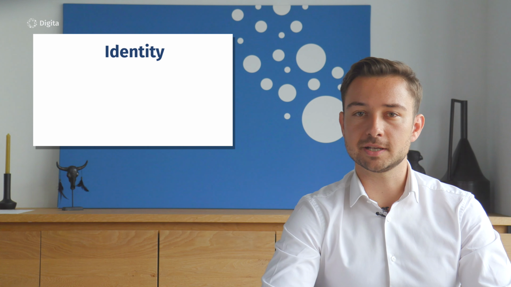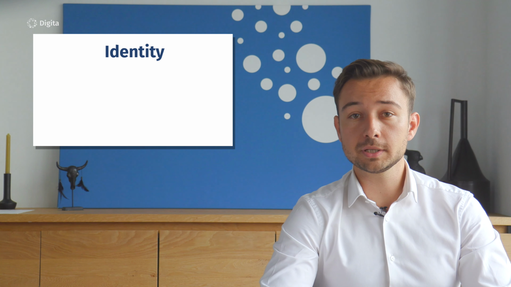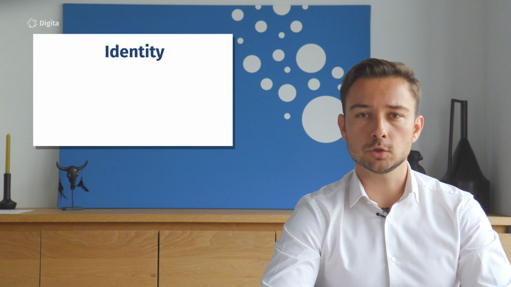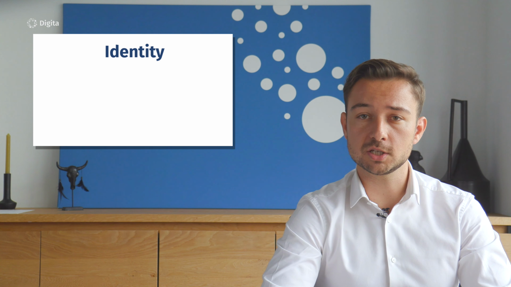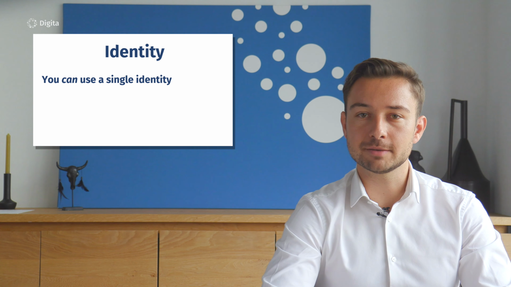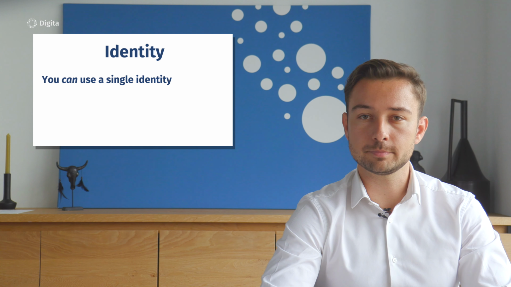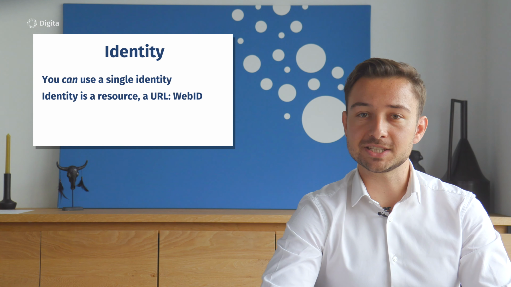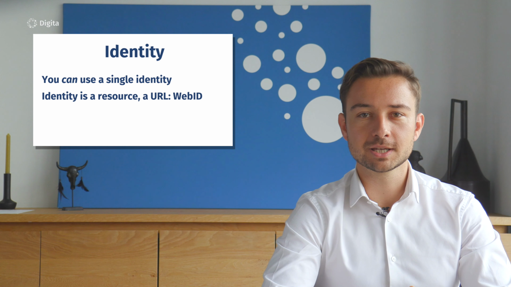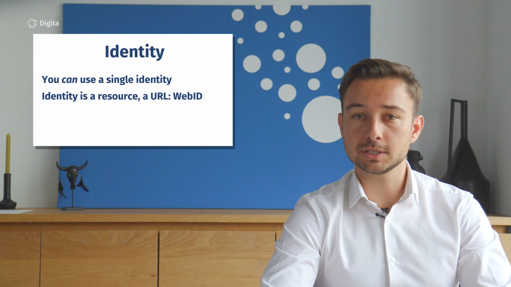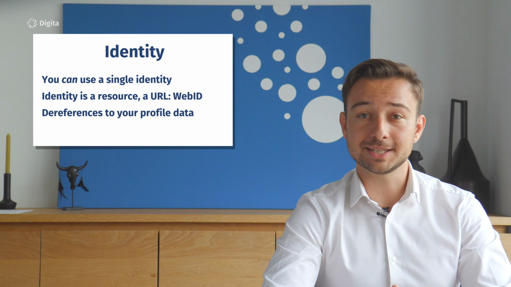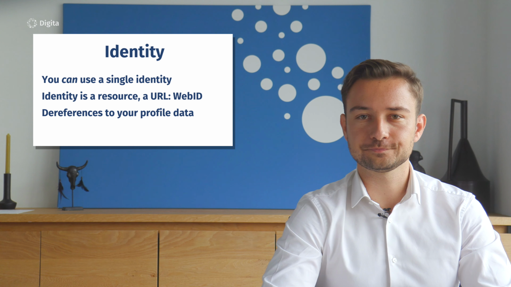Agents need a digital identity. You now typically have a different digital identity for each application, which means you have to create an account for every application. Within the Solid ecosystem, a single identity can be used across all applications and pods. An identity is another type of resource, so it is again a URL. This specific type of URL is called a WebID, which dereferences RDF data that contains profile information.